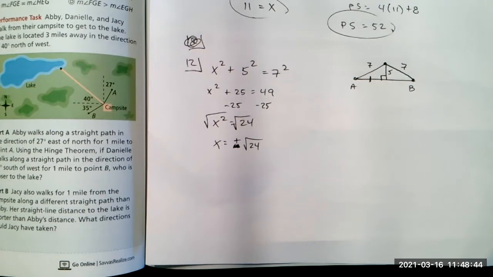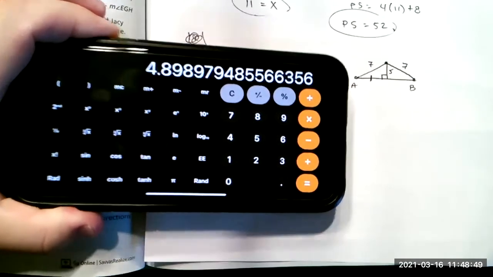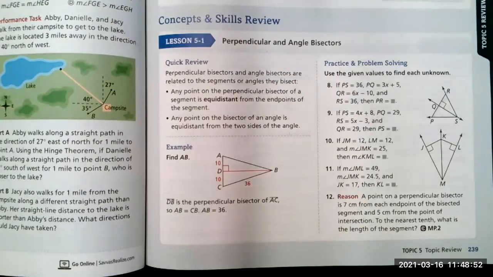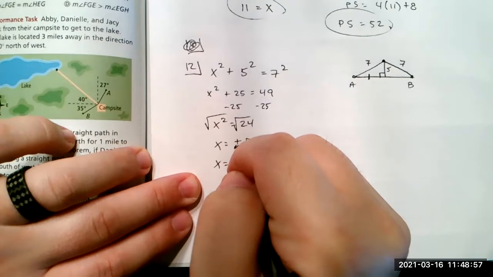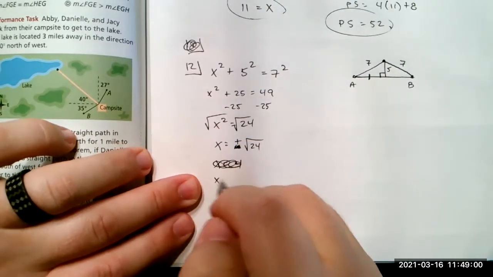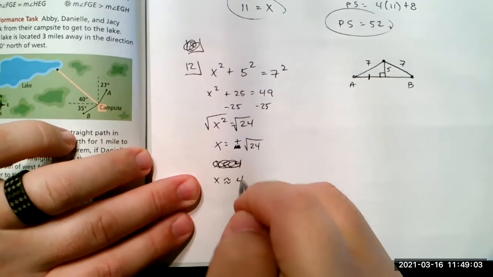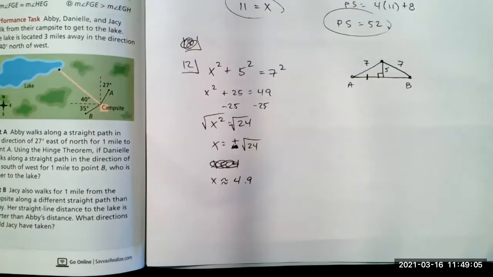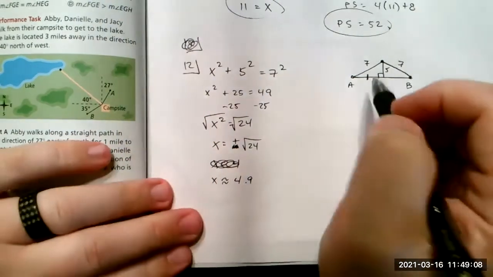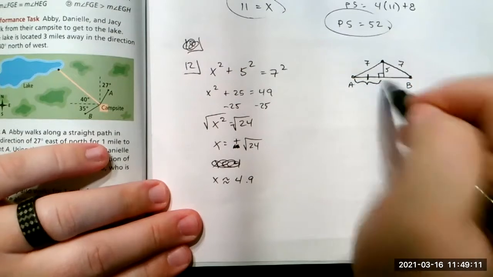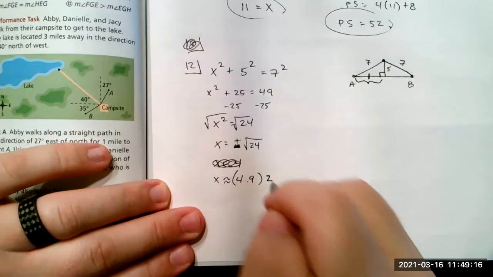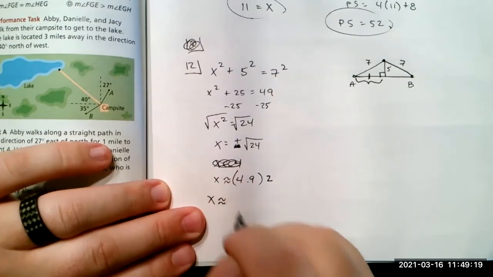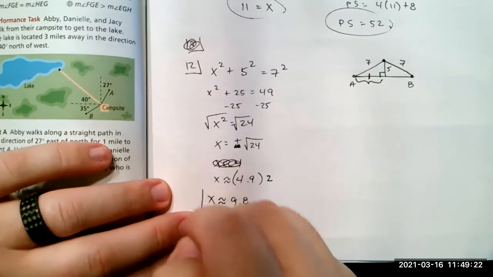Let me get my calculator out. The square root of 24, I got 4.8989. They said to round to the nearest tenth, so I should write it like this: x is approximately, because we rounded it, 4.9. So that's the rounded version. Keep in mind, this is just that part there, so I need to double it to get the entire segment. 4.9 times 2, so x is approximately 9.8.